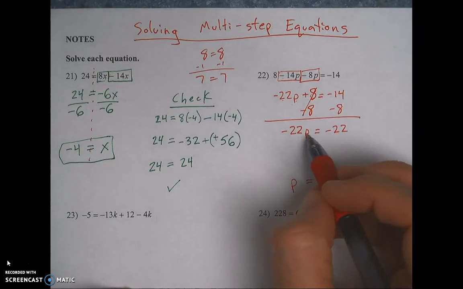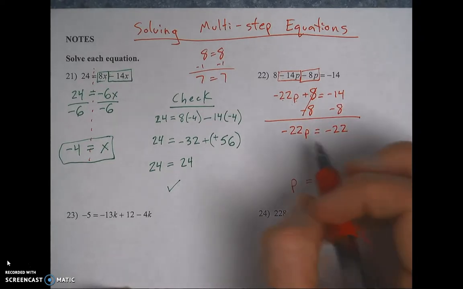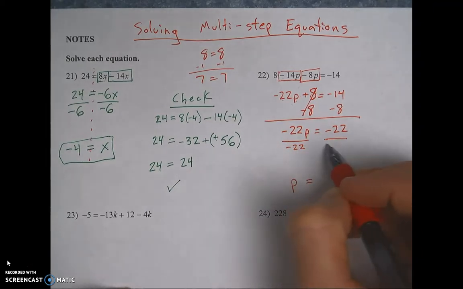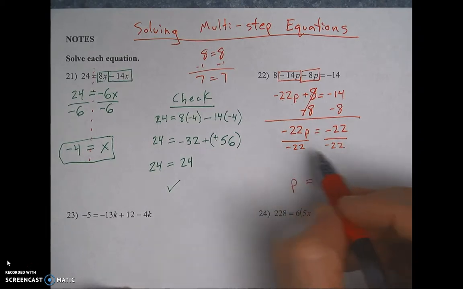Almost done. P is not by itself yet, though. I still have this negative 22 that's being multiplied by p. So to get rid of multiplication, we divide, and we're going to show it as a fraction. If I do it on the left side, I do it on the right side. So I need to see it on both sides here.